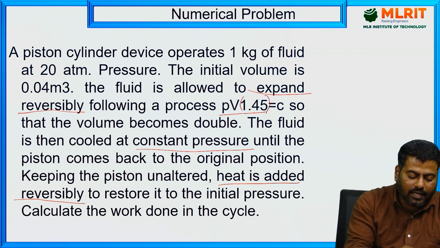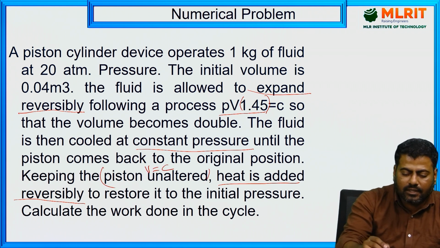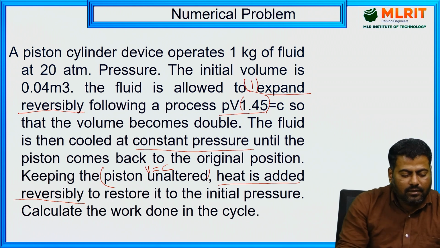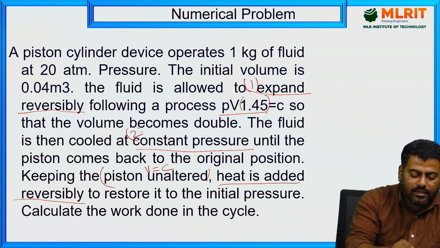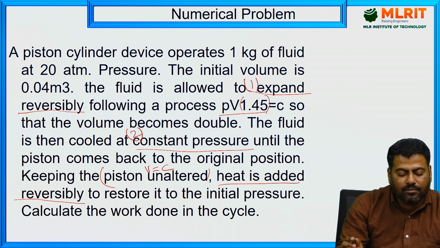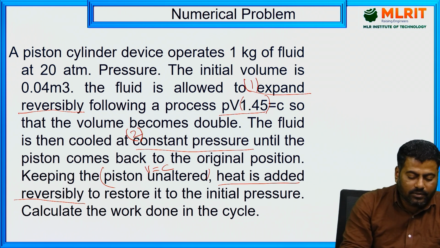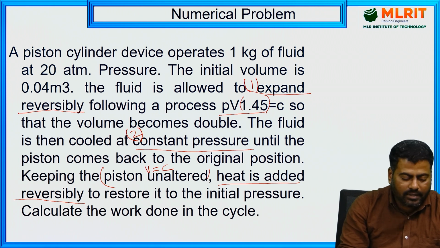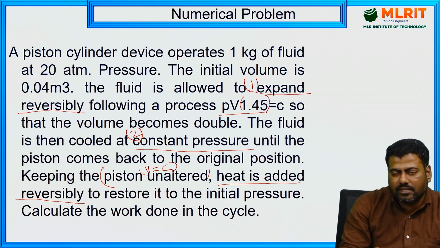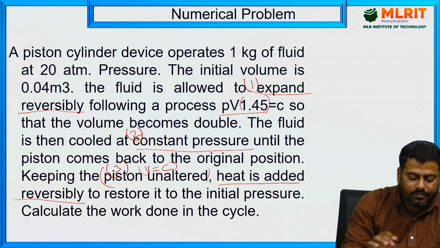The term piston unaltered means volume equal to constant. The first process is the reversible expansion process, reversible adiabatic or isentropic. The next one is the constant pressure process, until the piston comes back to the original position. And the third one is where the piston remains unaltered. When the piston remains unaltered, we are adding heat energy, a heating process that we have taken in a reversible manner. So piston unaltered means volume remains constant, V equal to C. This is your third process.